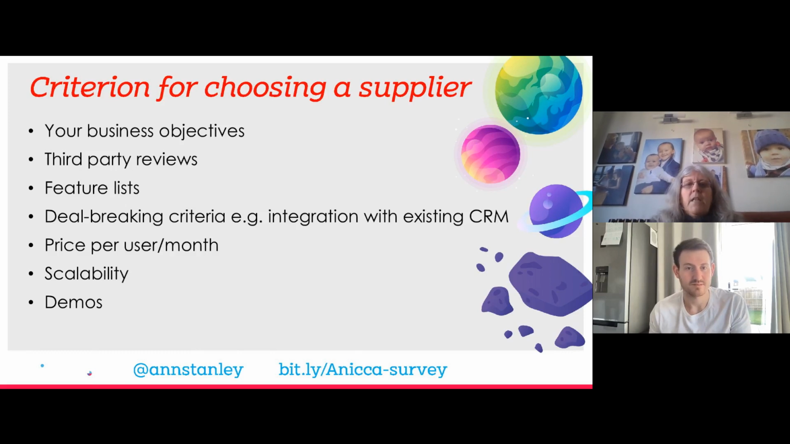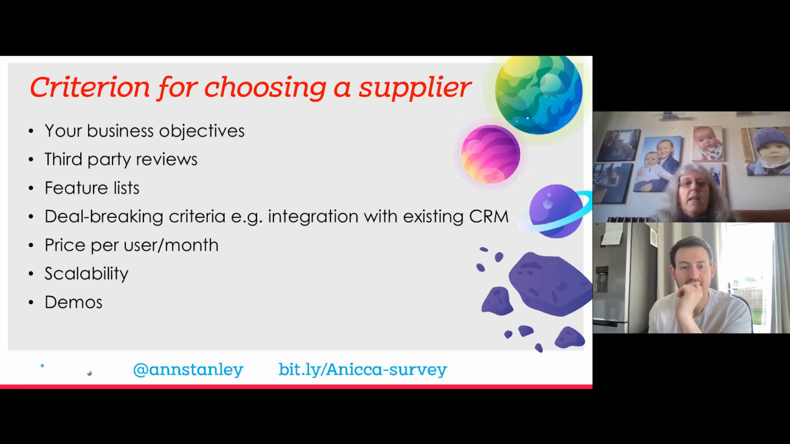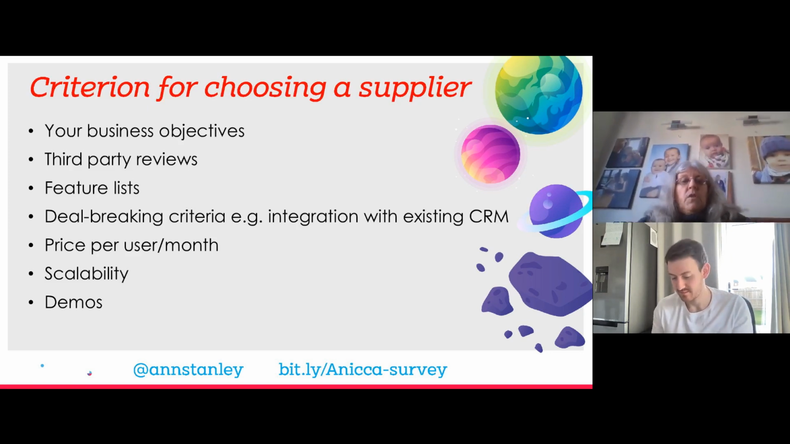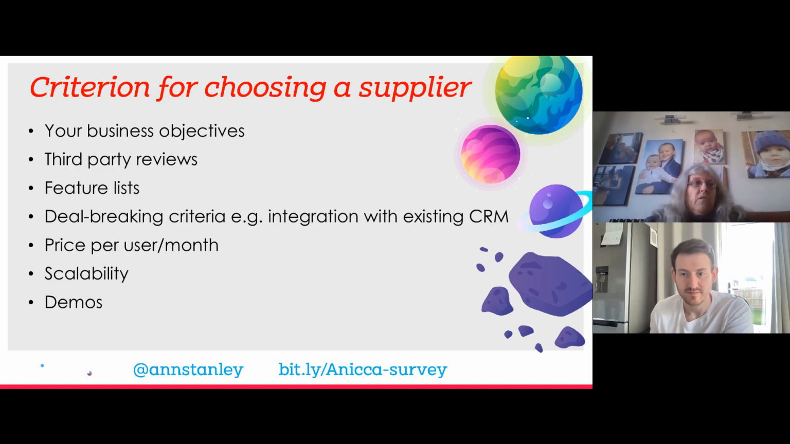And then criteria for choosing a supplier. It's really about what your business objectives are, what the reviews say, the feature lists. And then I think the most important is what the deal-breaking criteria are. It's really difficult. They all do much of a muchness, but there are some things that are really important, and ours was integration with existing CRM. People that have got Salesforce or whatever, we could integrate with that. The costs vary from about $200 up to sort of $2,000 a month. How scalable they are, and obviously the demos that you get.